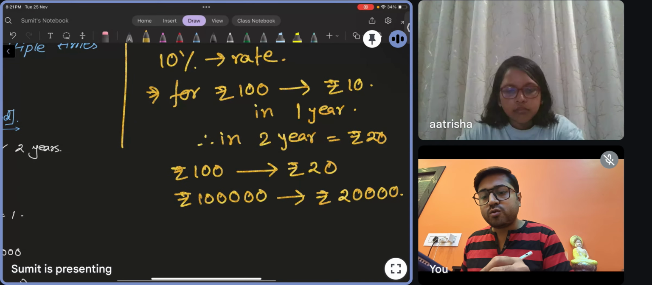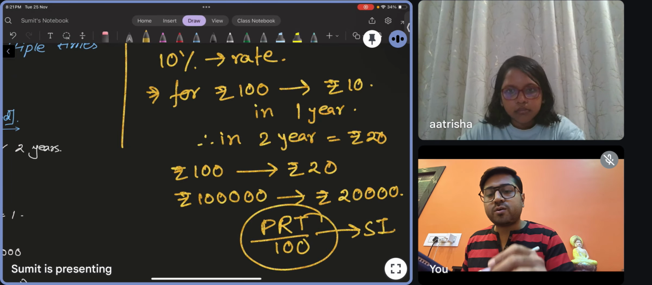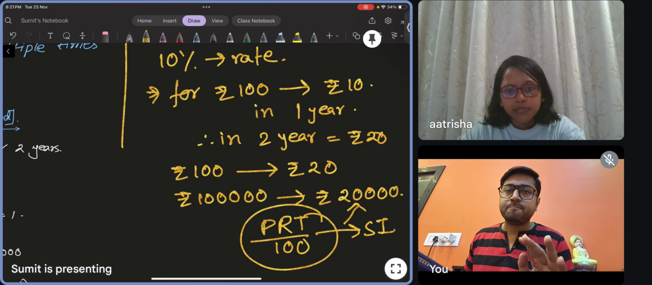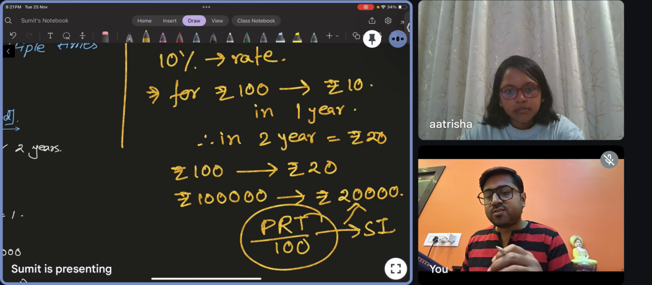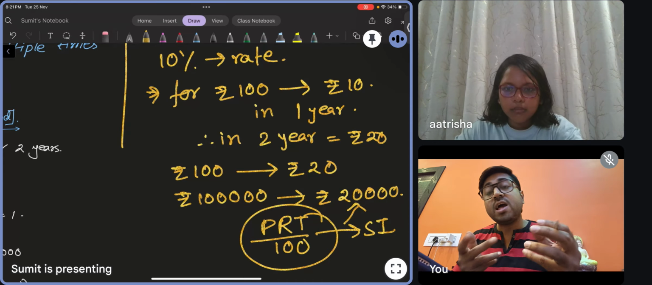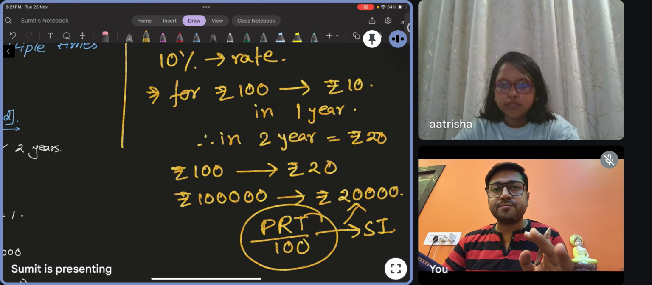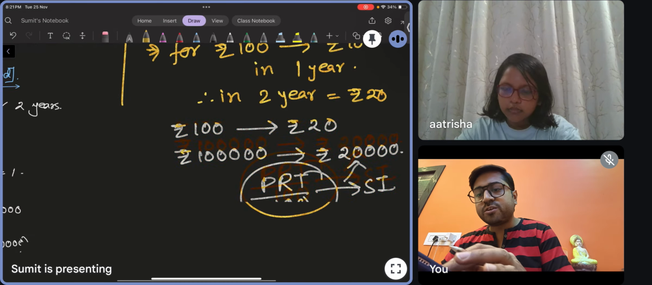And the calculation we generally do using the formula PRT by 100. PRT by 100 is the simple interest. And if you use the formula, you will get 20,000 only. That is so simple. Just put the values of principal, rate of interest, and time, and you will get the interest, and that you have to pay extra along with your principal, the money you have taken. Clear? But what does compound interest say?